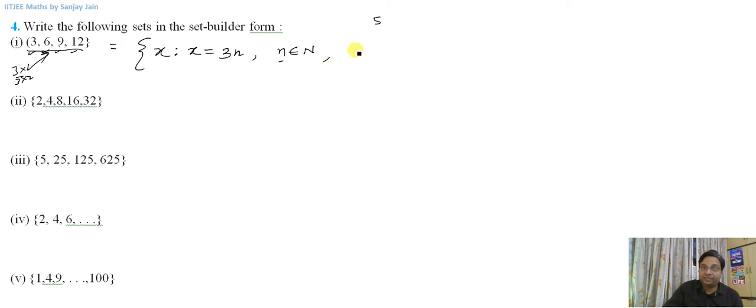So I'll have to define the values that n can take. Okay. So n can take maximum 4 and obviously minimum is 1 because 1 is the first natural number that we have. Alright, so now this is the answer. x such that x is equal to 3n because these are multiples of 3, so I have written it as 3n, and n is a natural number which can be minimum 1 and maximum 4. So n will be 1, 2, 3 or 4.